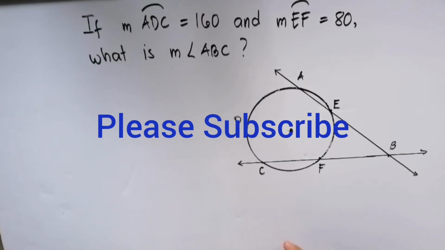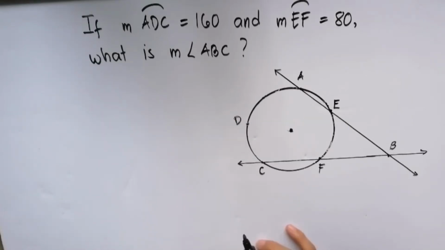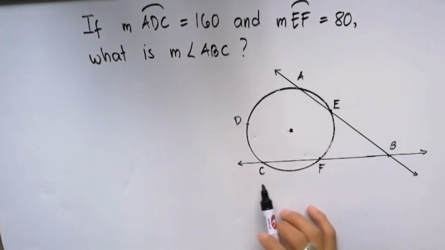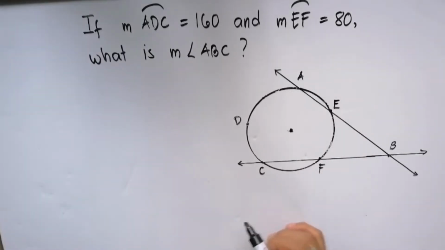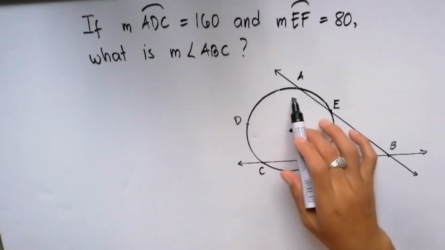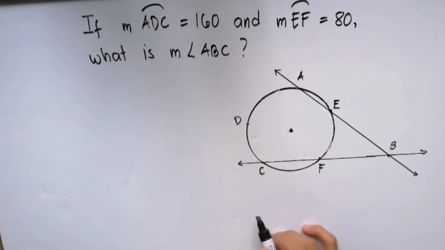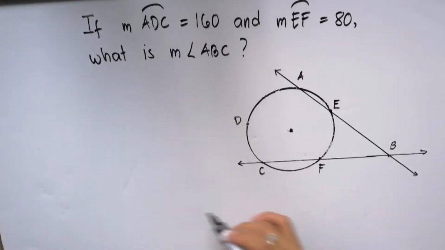If the measure of arc ADC is equal to 160 and the measure of arc EF is equal to 80, what is the measure of angle ABC? So in order to find the angle ABC, that is equal to 1/2 of the measure of this arc ADC minus the arc EF.